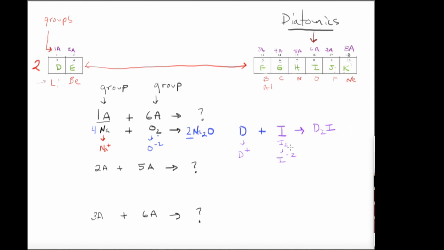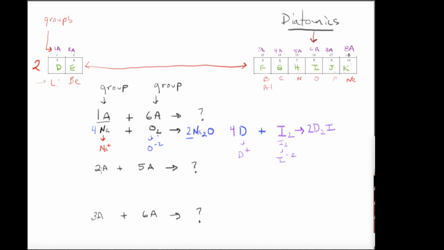And then you go through the same process to balance this thing. So this should actually be I2, right? And so this is going to be 4 D's plus I2 to make 2 of those guys right there. All right. Now let's apply that to the next example down here.